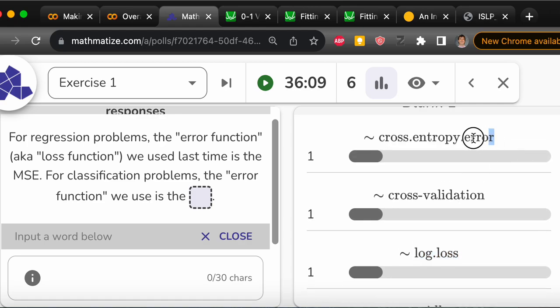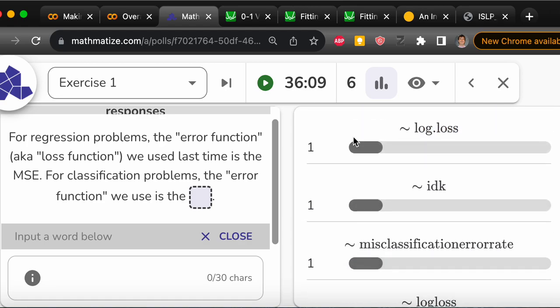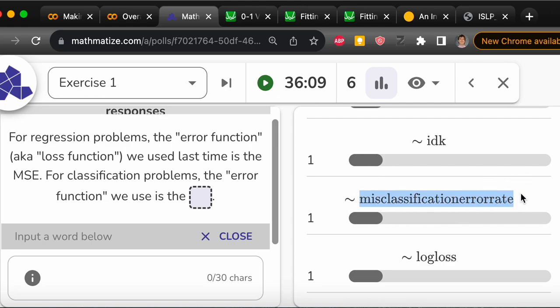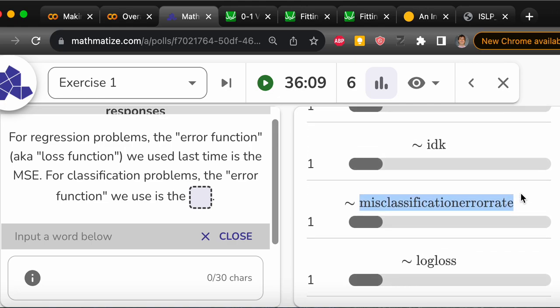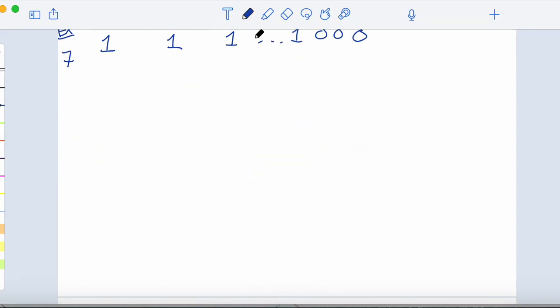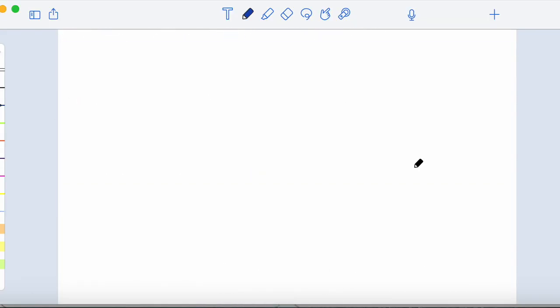Log loss is actually the same as cross-entropy error in a certain way. Misclassification error rate is what I wanted. So one person got it. The error function that we're going to talk about today for classification, and this was in the videos.